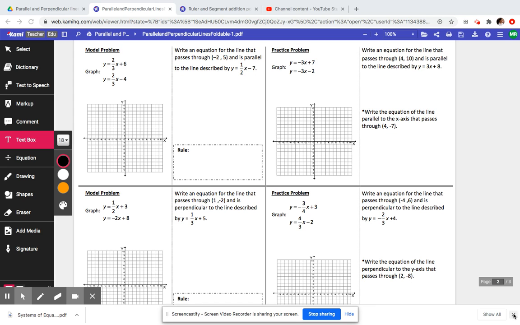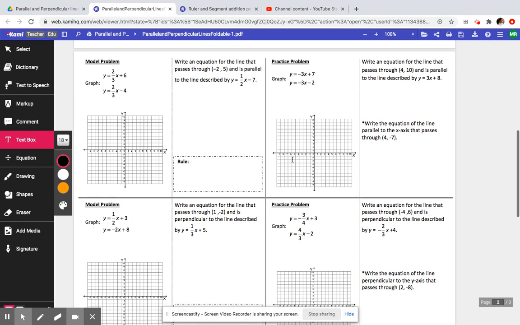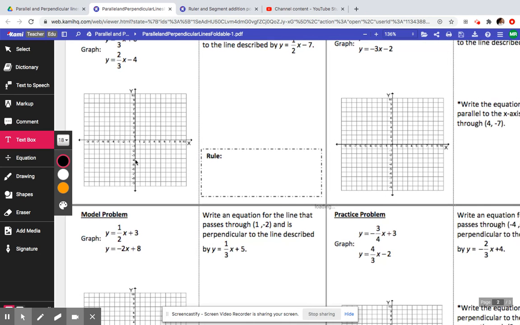So I'm going to go through this pretty quickly. I'm going to have you do the practice problems on your own, so these two problems right here. You're going to be learning about parallel and perpendicular lines, working with functions. First, let's look at parallel lines. Follow along with my examples here as well. I'm going to zoom in a little bit.